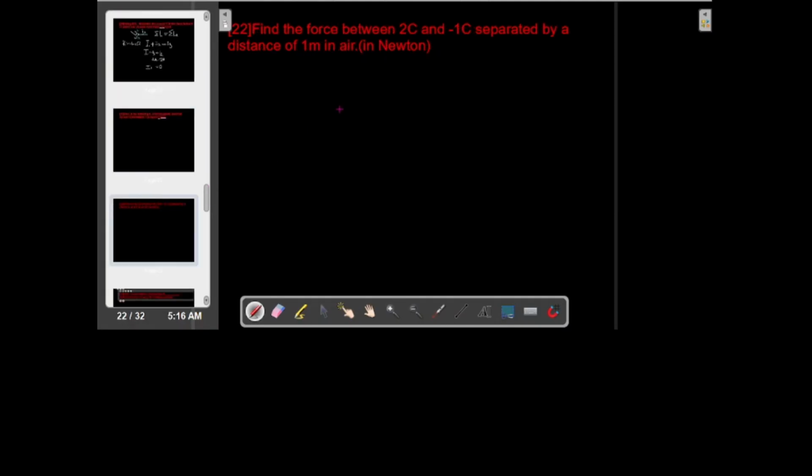Find the force between 2 coulomb and 1 coulomb charges separated by a distance of 1 meter in air. What is the formula for this force? The formula for the force is F, got from Coulomb's law. F is equal to K Q1 Q2 over R squared. All right, so that is the formula, and everything we need has been given.